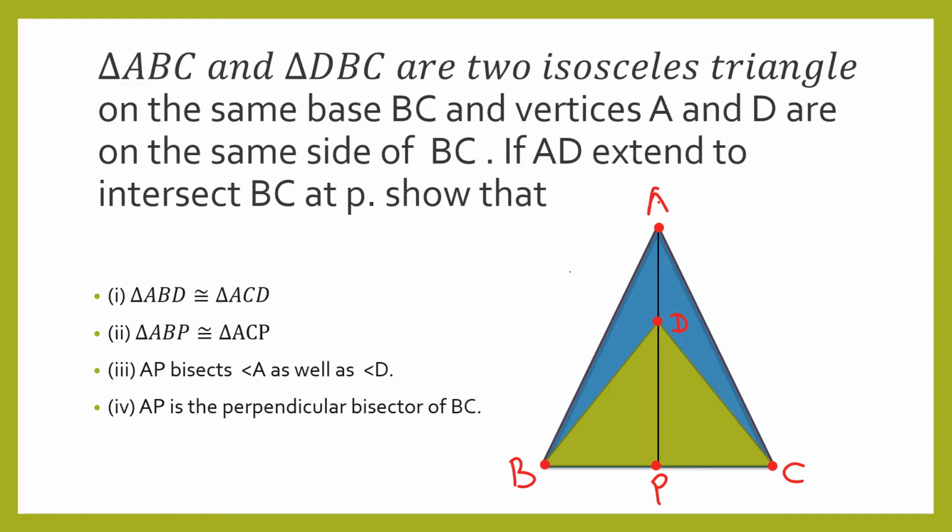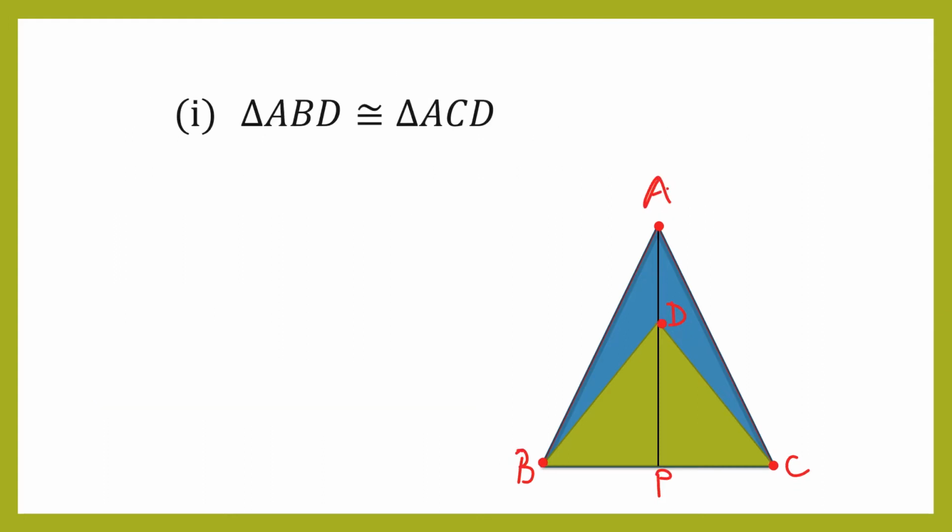Triangle ABP is congruent to triangle ACP. Third part, AP bisects angle A as well as angle D. Fourth part, AP is the perpendicular bisector of side BC. Let us solve the first question.